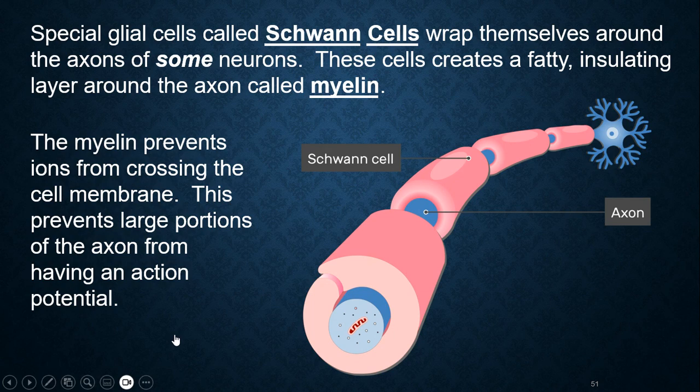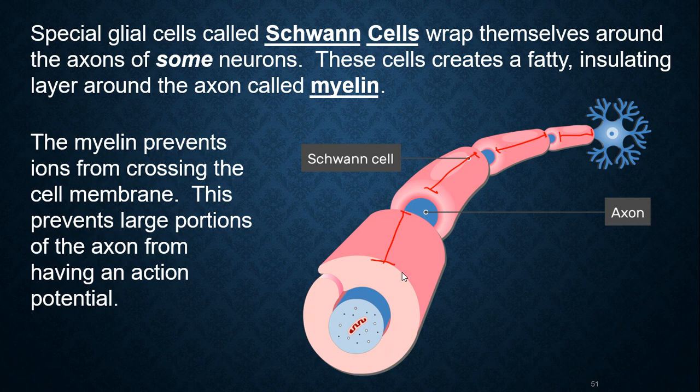A myelin sheath is composed of special glial cells called Schwann cells. So each one of these things right here, this right here, this right here, those are individual Schwann cells. Each one of those is an individual Schwann cell. In this particular diagram, there are 4 of them. All 4 of these Schwann cells together constitute the myelin sheath.